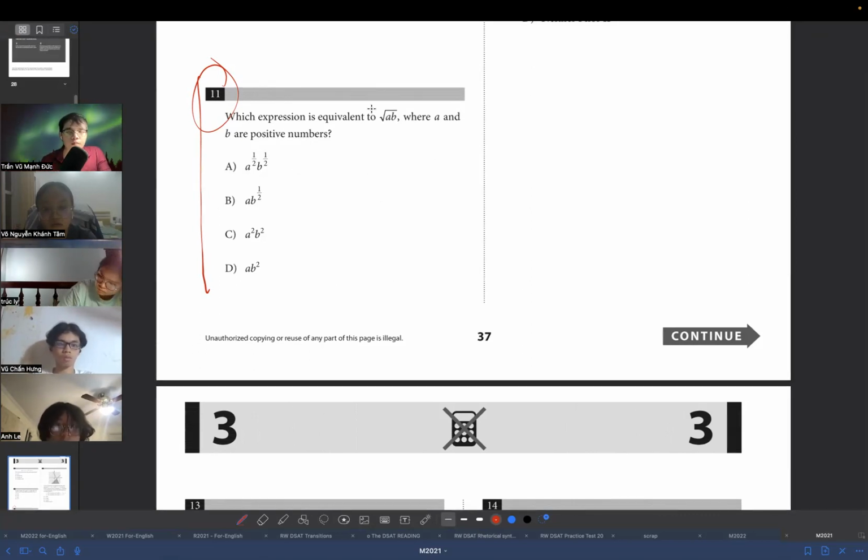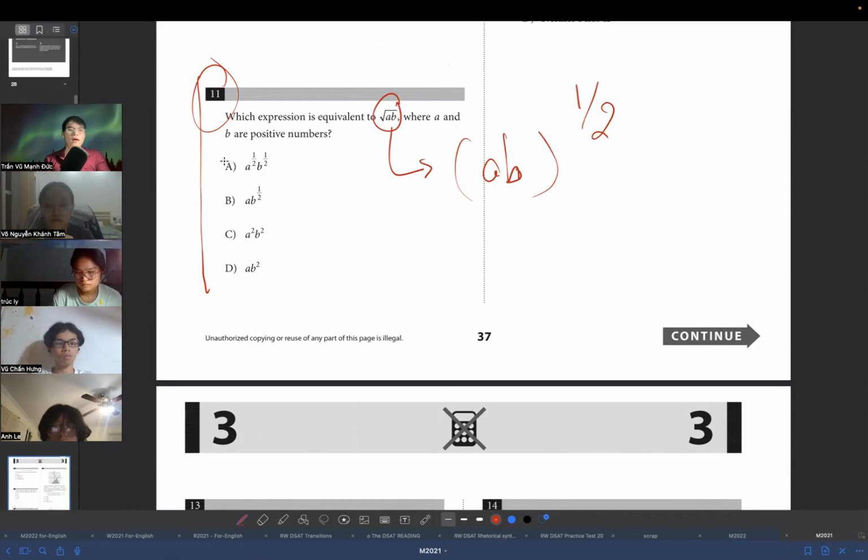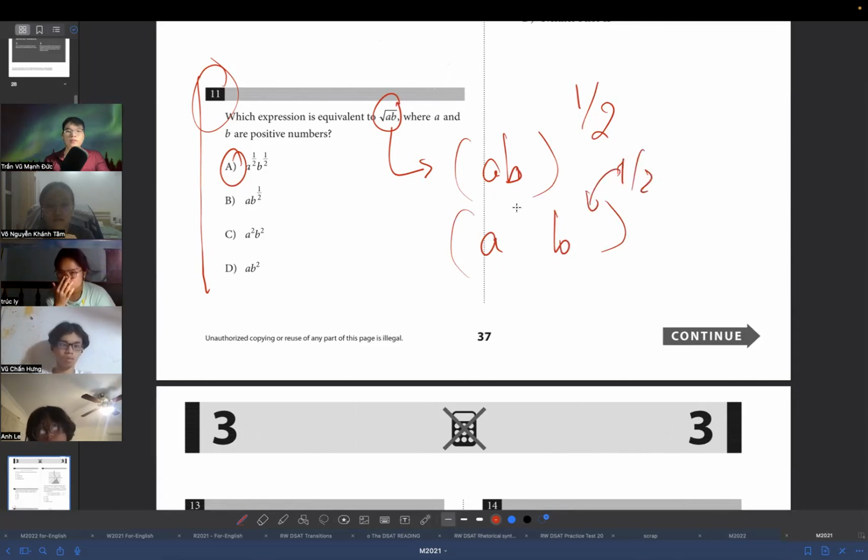All right, so if I am to convert this, I will have (AB) all to the power of 1/2. So this will be A, not B, because if you place (AB) to the power of 1/2, it will carry out to every single term in this.